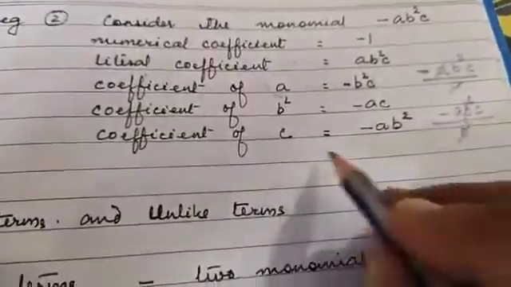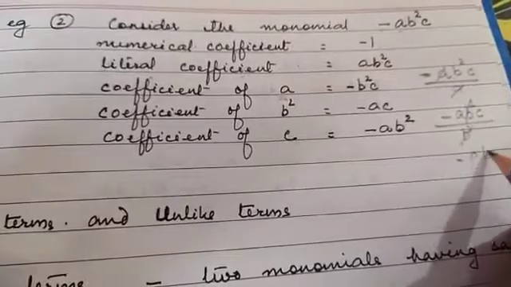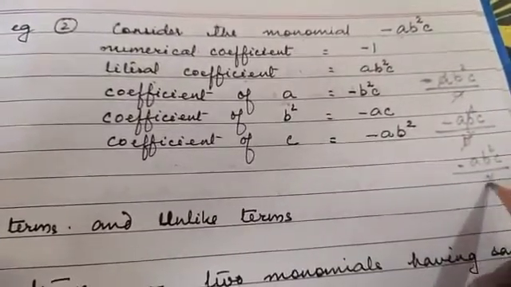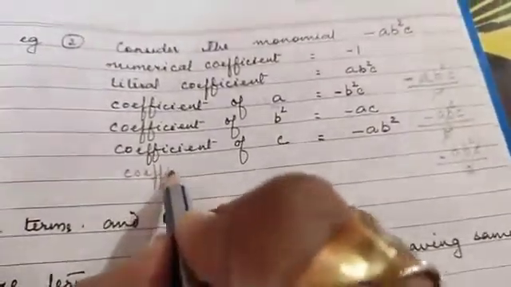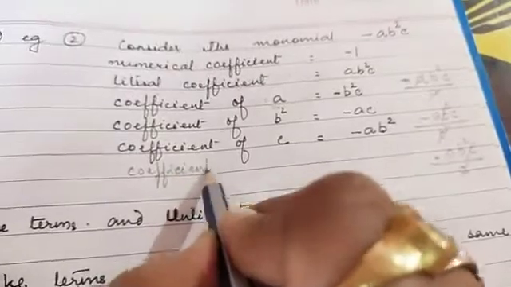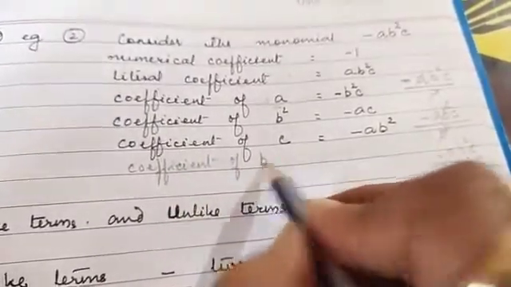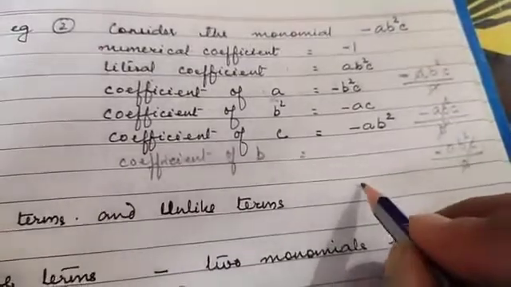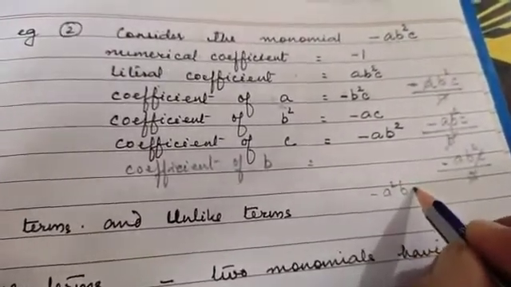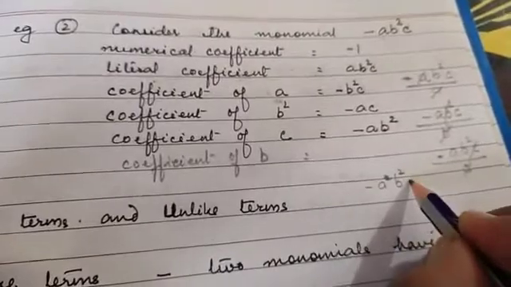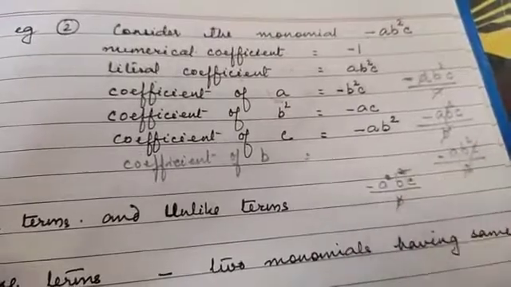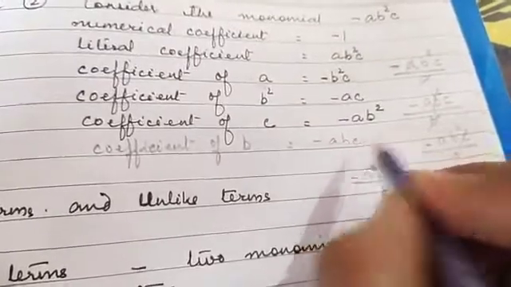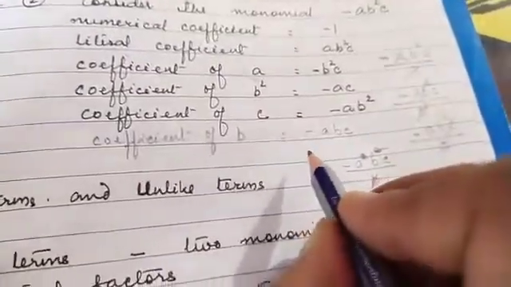Coefficient of c: minus ab square c by c. c cancels, minus ab square. Now if I ask you to write the coefficient of only b, then we have minus ab square c by b. So this b and the square get cancelled, isn't it? What remains? Minus abc. I hope coefficient is now clear to you.